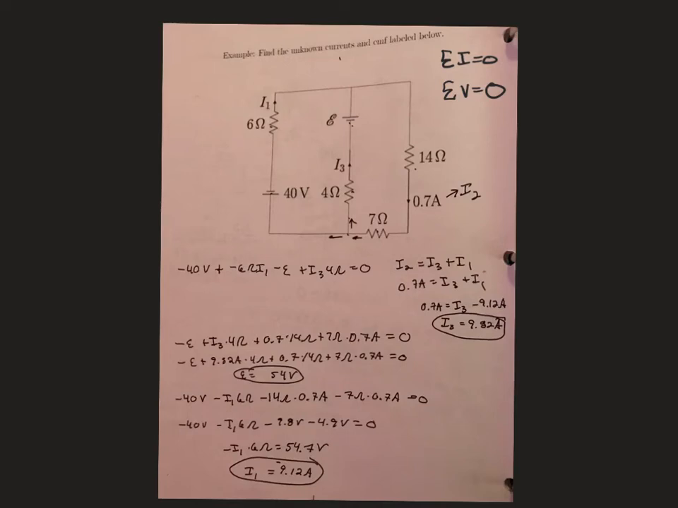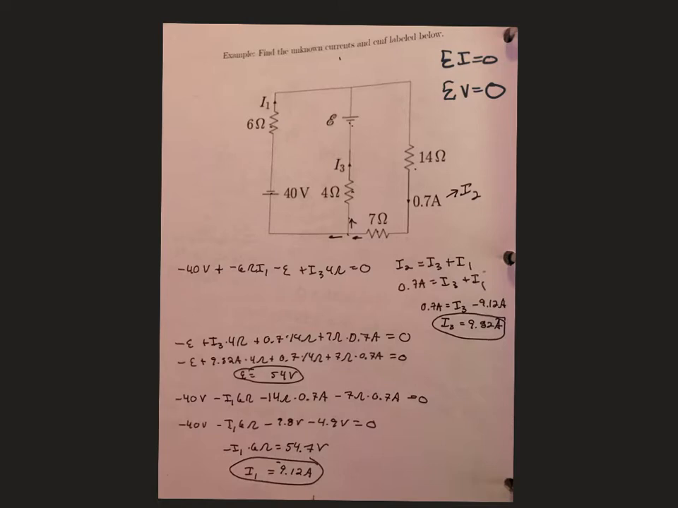Alright, so we're going to do another Kirchhoff's law example here. We're going to be looking for unknown currents. We need I1 and I3, and there's a missing EMF here. So we're going to start by applying our junction rule, so the sum of the currents equals 0.